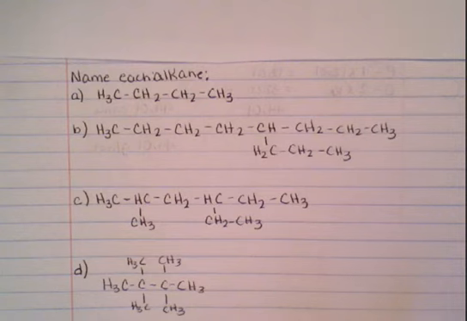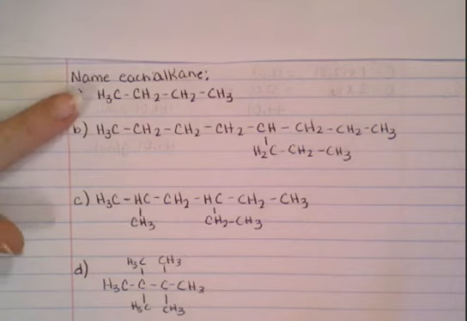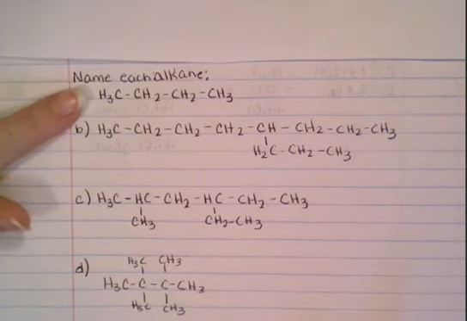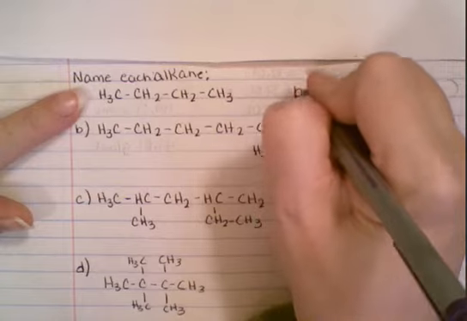Now we want to actually look at structures of alkanes and name them. And we want to recall the rules that we've gone over to make sure that we get the correct nomenclature. So when we look at A here, we want to count how many carbons we have. We have 4. So that means that this one right here is going to be butane.